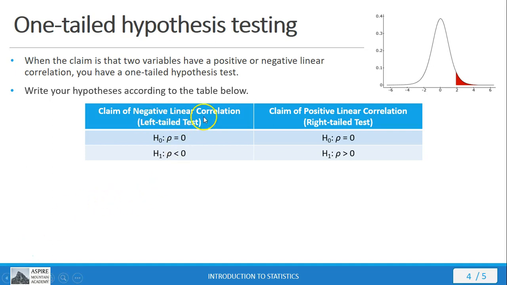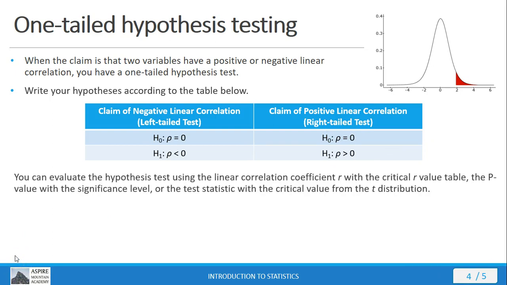If you have a negative linear correlation for your claim, then you're going to have a left-tailed test, because the less than sign is like an arrow pointing to the left. However, if you have positive linear correlation, you have a right-tailed test, so your inequality sign is like an arrow pointing to the right. Think of it like a number line. Negative numbers are on the left, so it's a left-tailed test. Positive numbers are on the right, so that makes it a right-tailed test.